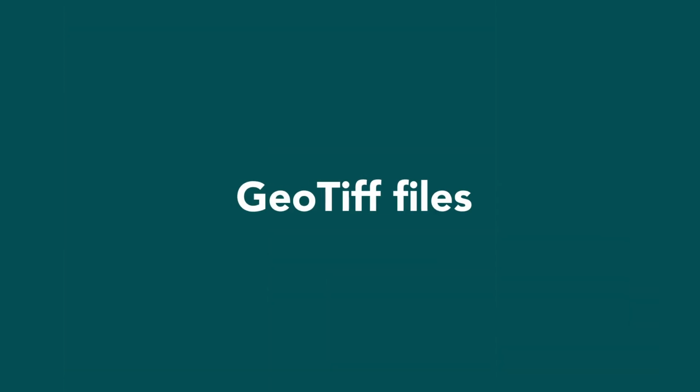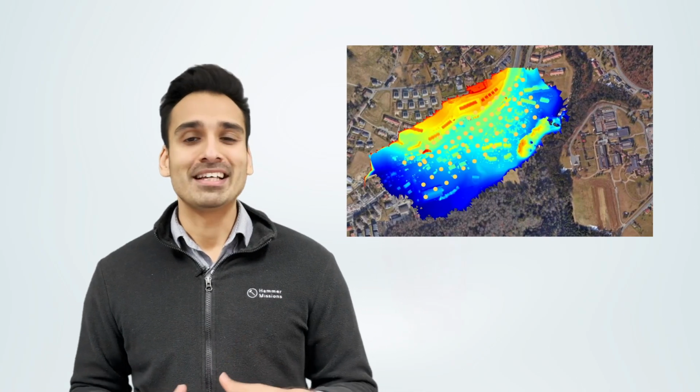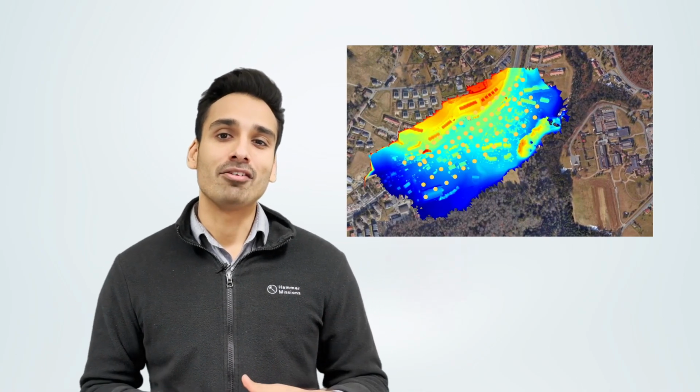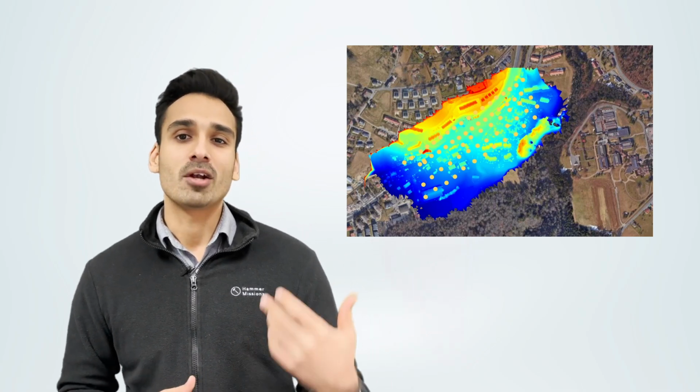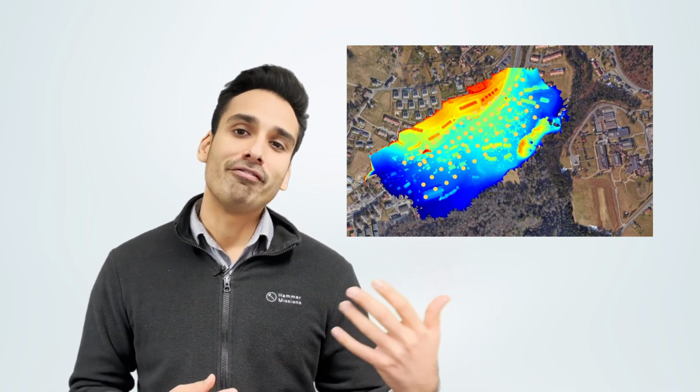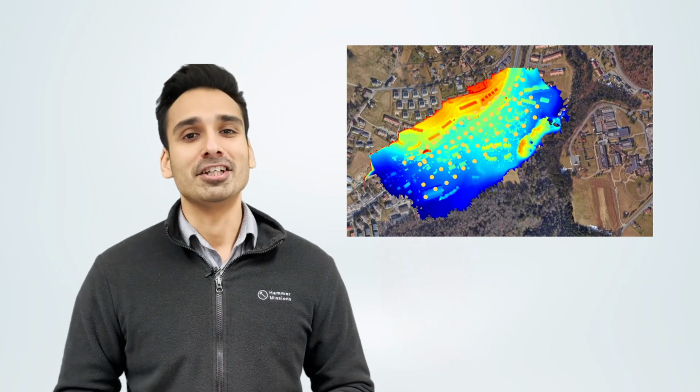Then we've got the .tiff or GeoTIFF files, and these are files that are used to have your 2D map exported in the form of an image that is both geolocated and georeferenced, so that it can also interact with GIS systems and allow for better third-party integration.